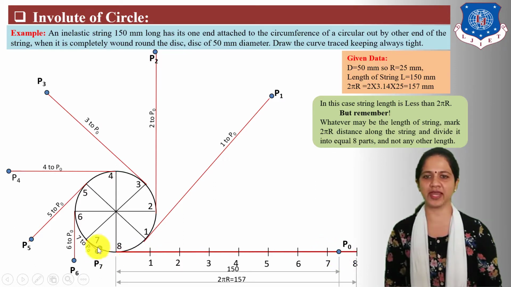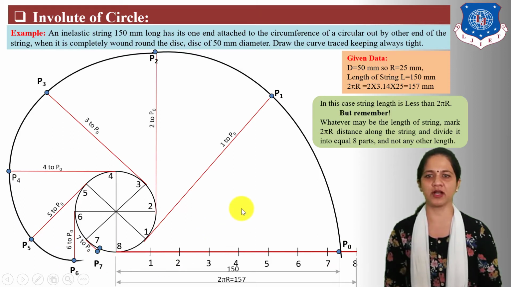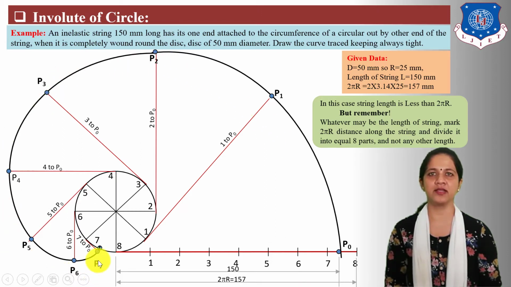At last, locate the end point of the string on the circumference of the circle. Take the distance of this locus point from point 7 equal to 7P0. Next, connect all these locus points freehand in the form of a curve. So here, this is the involute of a circle for length less than 2 pi r.